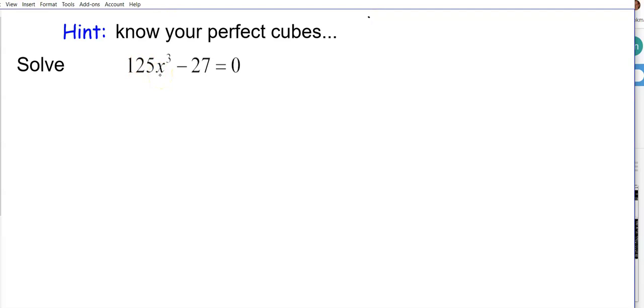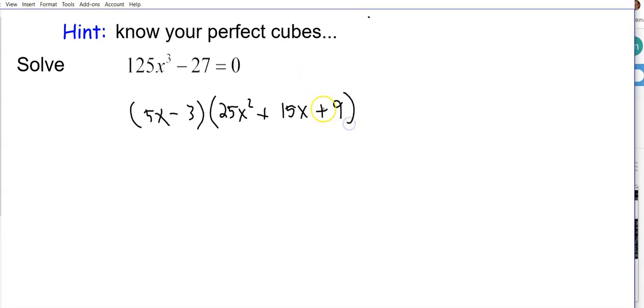A is going to be 5x, b is 3. So the formula is a minus b, so it'd be 5x minus 3 times a squared. Be careful, that's going to be 5x times 5x, which is 25x squared. This is going to be plus, because it's always the opposite of that one, and that's what it is for difference of cubes. A times b would be 5x times 3, or 15x. Plus, always for the last one, that would be b squared, which is 3 squared, which is 9.